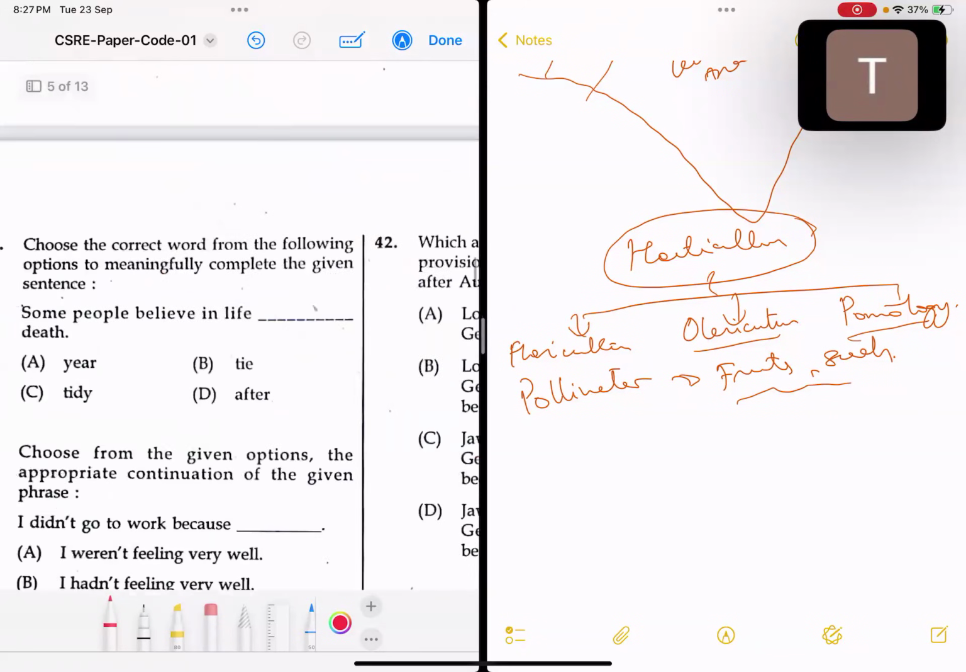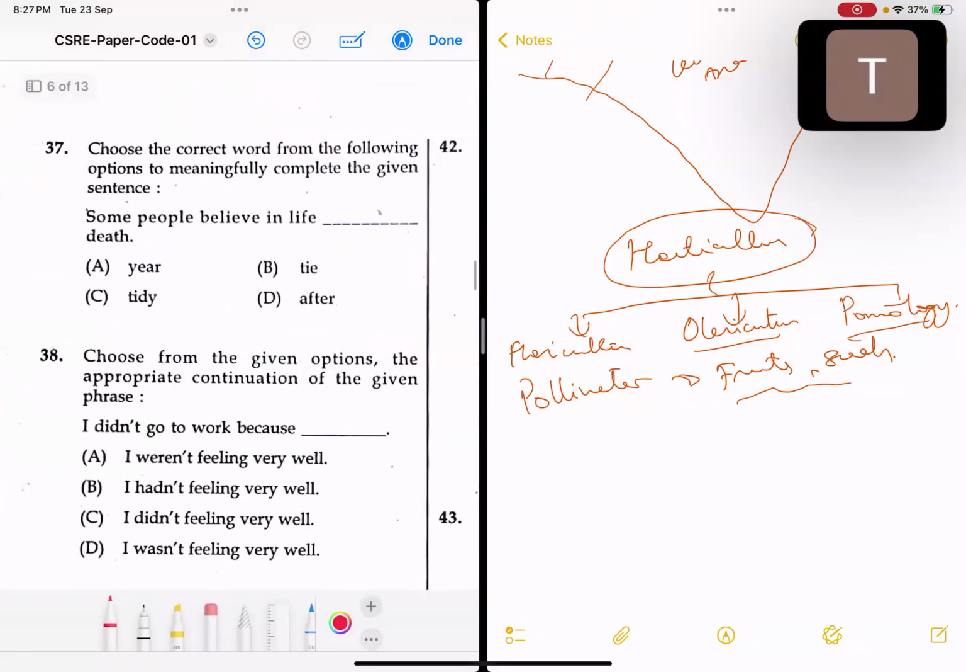Question number 37. Choose the correct word from the following options to meaningfully complete the given sentence. So here's the sentence, and we just have to fill in the word. Some people believe in life after death, right? Because there's a sequential thing, right? After life comes the death. So people believe that there is a life after that death, right? So there's something sequential here. So the word we should use is after, okay?